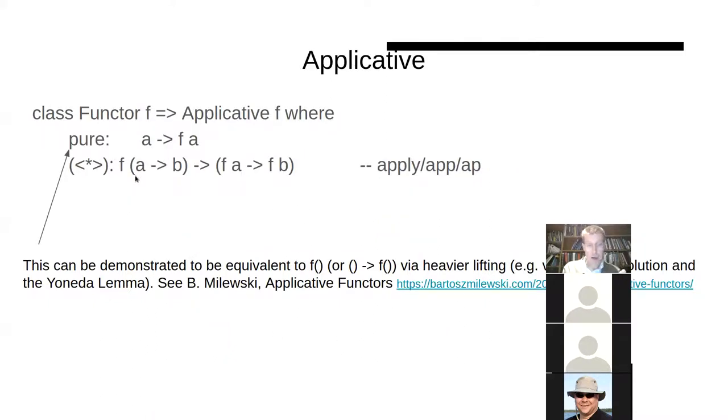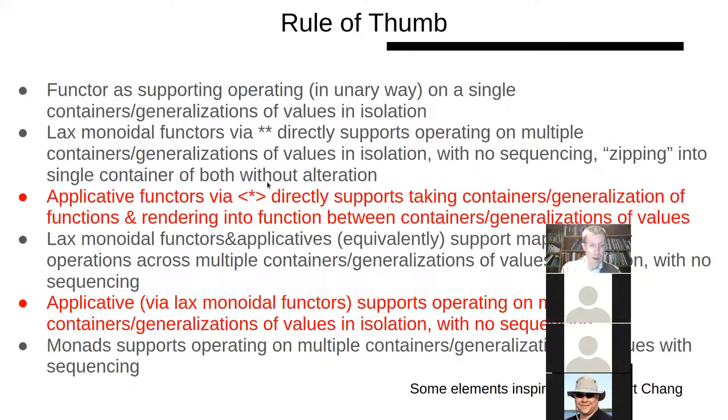Given a generalized function, like a list of functions, we have this apply operator, or app, which can then map those, say, list of A's to list of B's. So if we have a list of functions from A to B, we can have a list of A's to a list of B's.